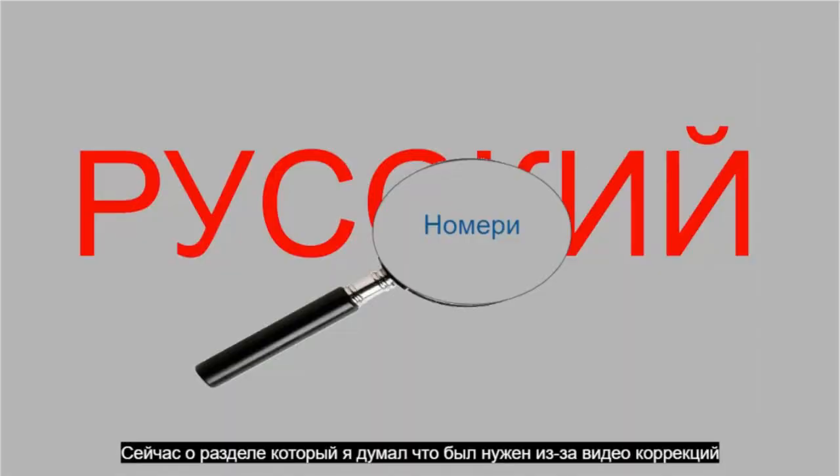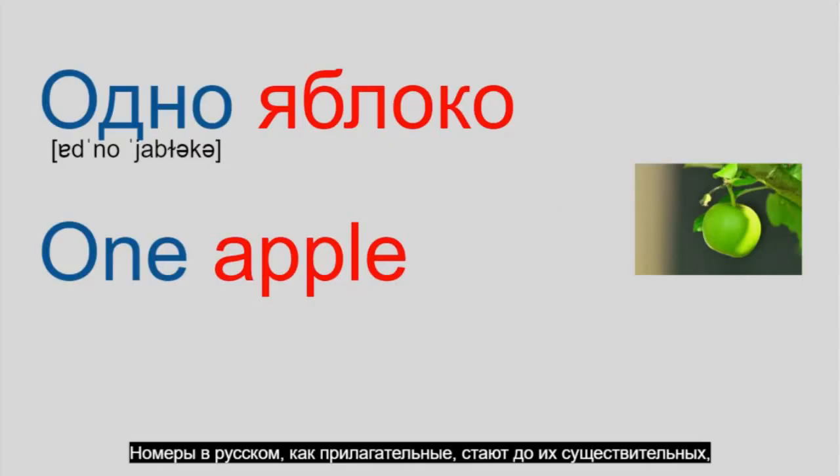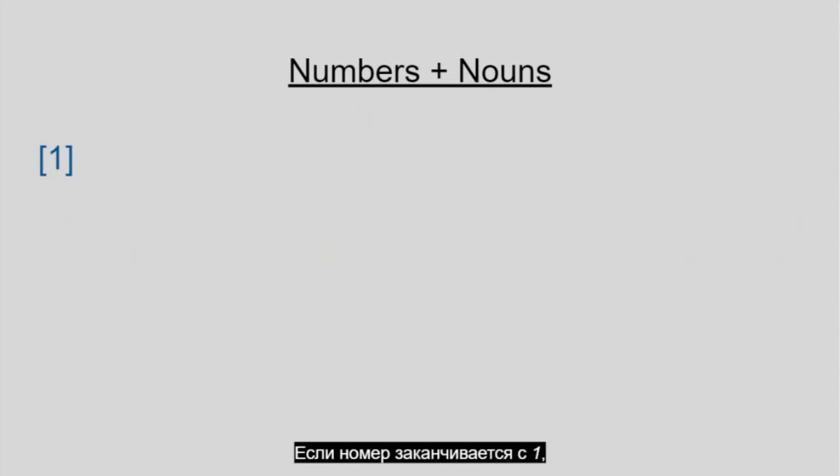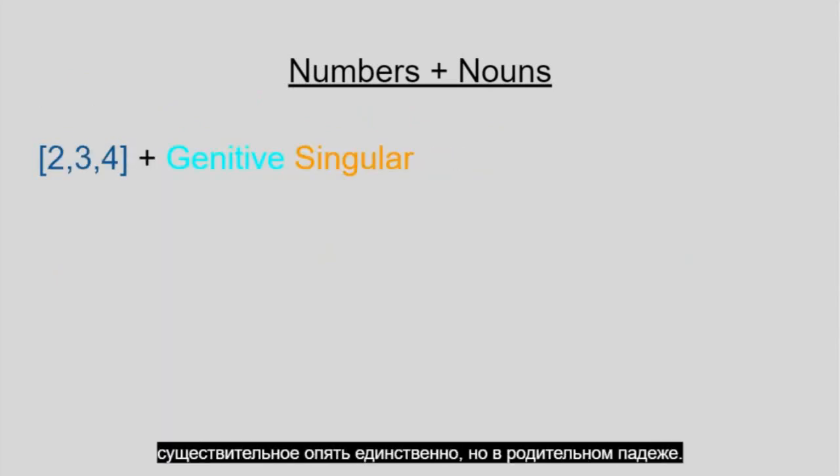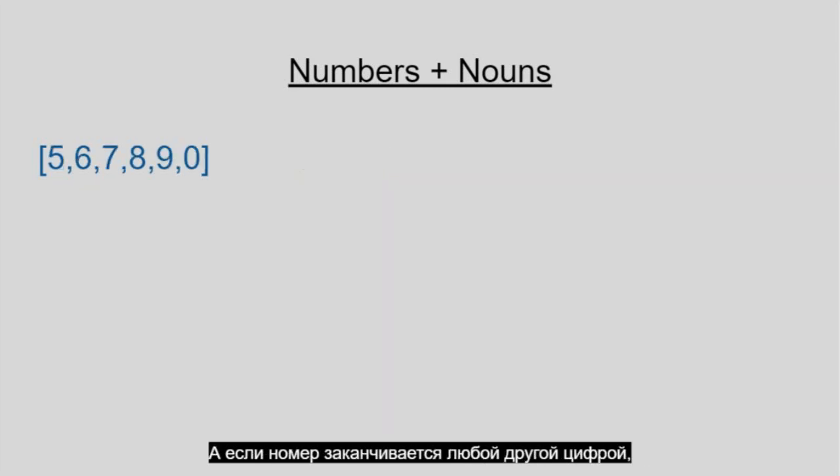Now for a section I felt like was necessary because of both the correction video and what I know about Russian: numbers. Numbers in Russian, like adjectives, come before their nouns, but what they do to their nouns is weird. If a number ends in 1, then the noun is singular. If a number ends in 2 through 4, the noun is still singular but in the genitive case. And if a number ends in any other digit, the noun is in the plural genitive.